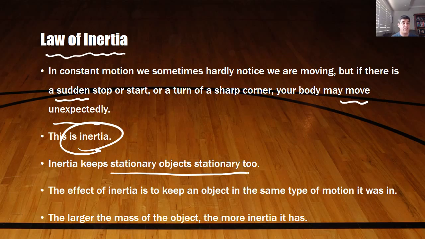So the net effect of inertia is to keep an object in the same type of motion. It tries to preserve that motion, whether it's stationary or whether it's moving. It tries to keep doing what it was doing before. And inertia is directly related to mass. So the larger the mass, the more the inertia of the object. It's harder to get a very large object moving, or to stop it from moving, than it is a smaller object.